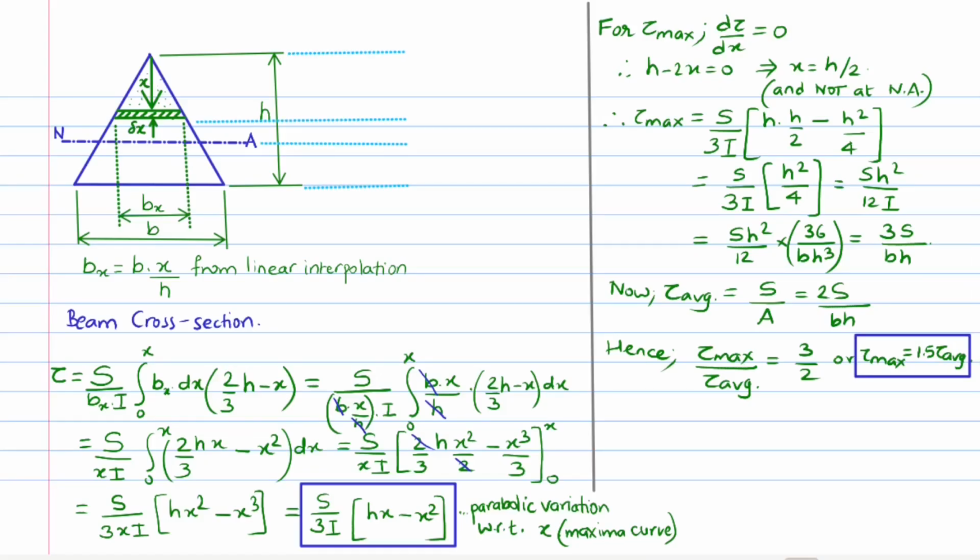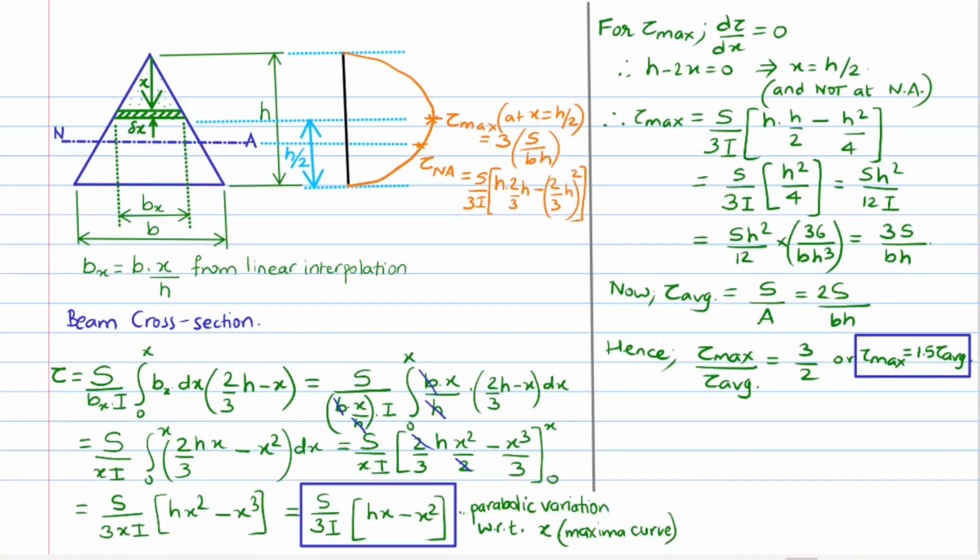We draw the shear stress distribution diagram beside the triangular section and label the same with the value of the maximum shear stress. The shear stress at the neutral axis can be found by assuming the value of x equal to 2/3 of h. This gives a value of 8 over 3 times S over bh, that is 2.67 times S over bh. Now we may allocate some values to the parameters.